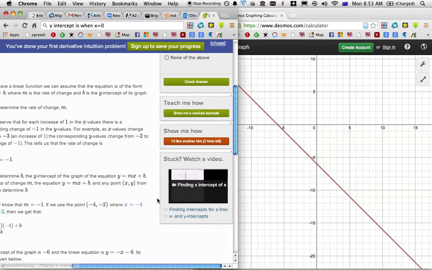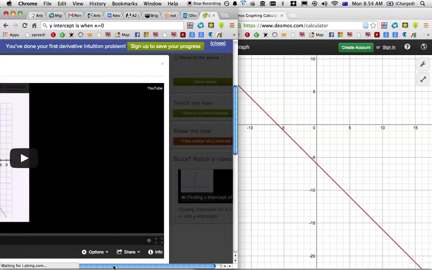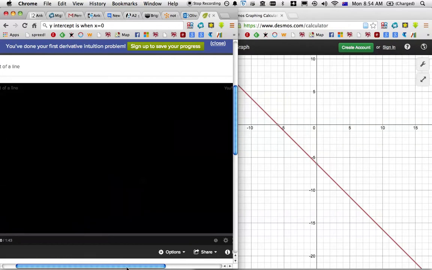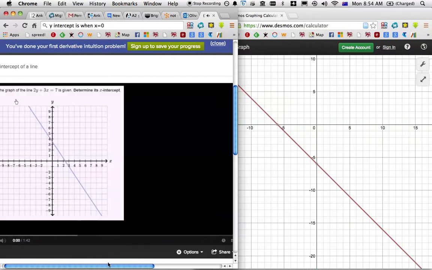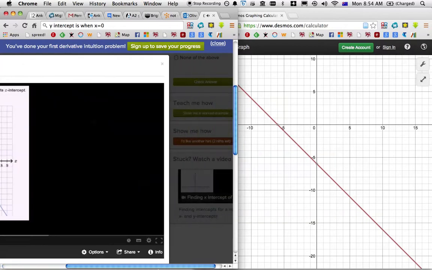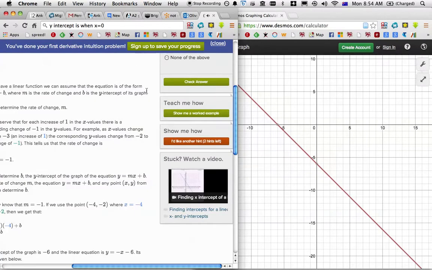Or if you like to watch a video, just click on the video. It doesn't take you away from the page. It just brings the video up right there, and Sal Khan will give you the rundown. The graph of the line 2y plus 3x equals 7 is given. Determine its x-intercept. His mouse confused me a bit there. The x-intercept is the x... Awesome. So that's great. Hopefully that helps.